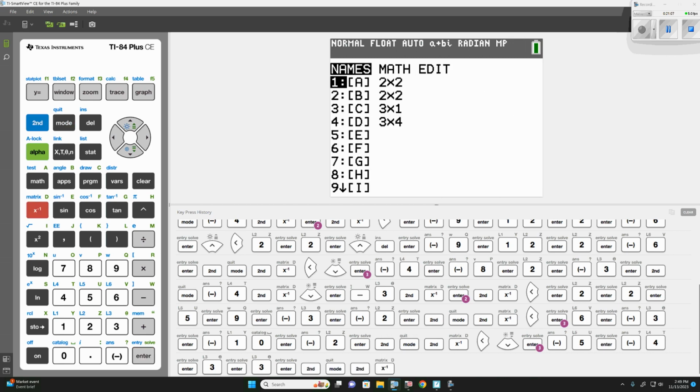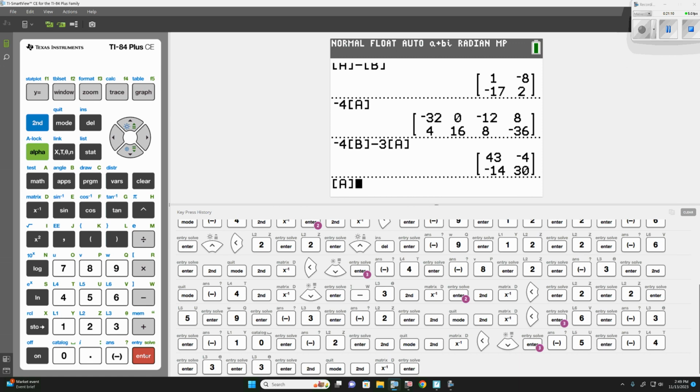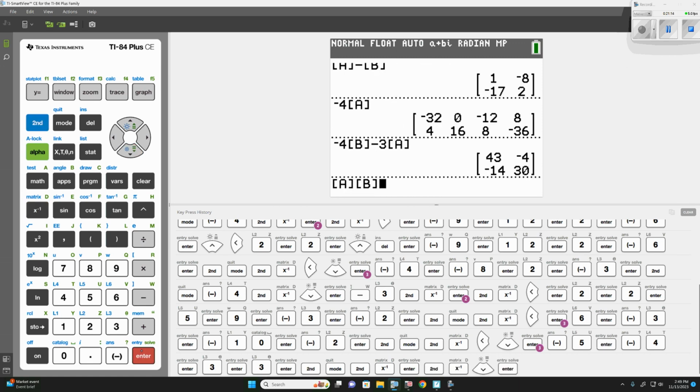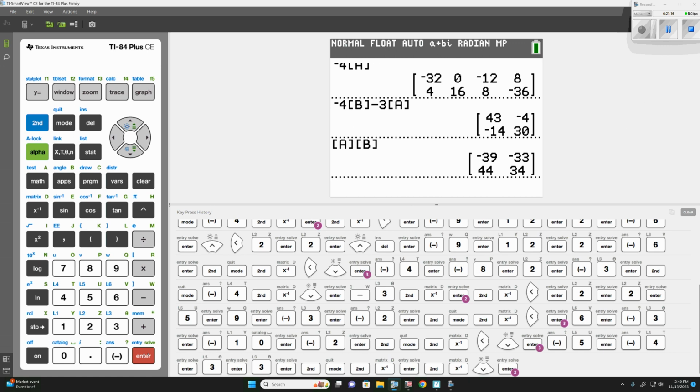So we said this time A was our X, B was our Y. And we don't have to put the multiplication between them. Just having matrix A, matrix B, the calculator understands it's multiplication, so it'll go on and multiply them together.